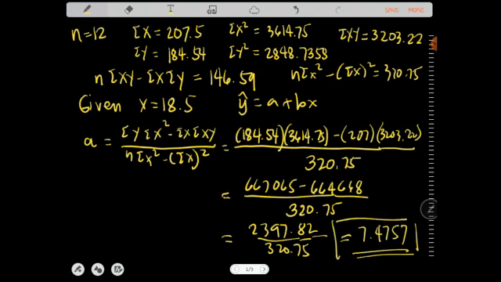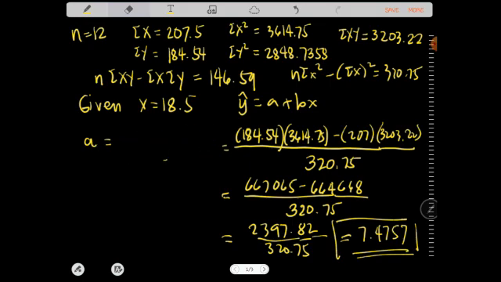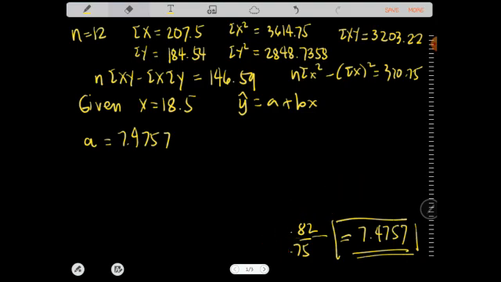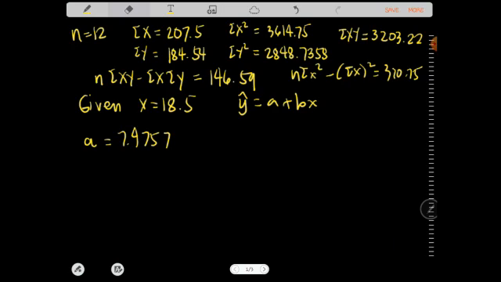Ngayon, take note na natin yan dahil kasama na yan sa ating given, which is A. O dito ko na lang ilagay para meron tayong space. Yung A is 7.4757. Now, after that, kunin naman natin yung ating value of B. Kasi meron tayong X, di ba? So, ang wala lang tayo is yung B. Tapos, mahanap na natin yung Y hat.